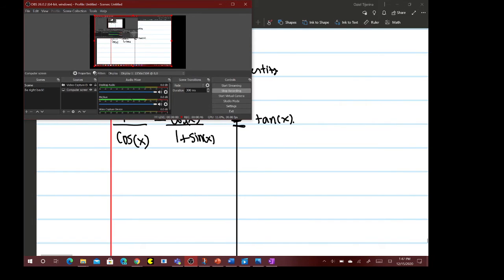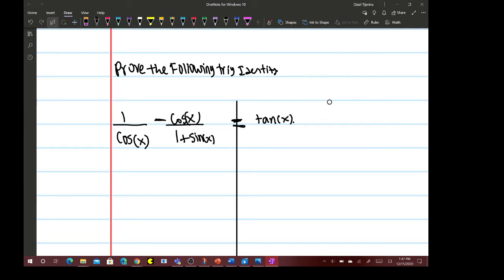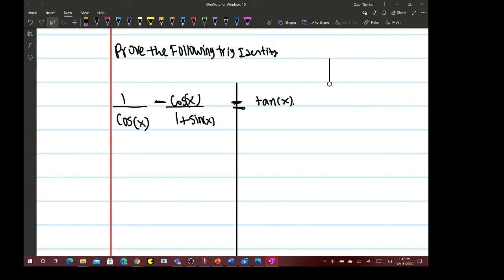It'll be easier for those of you who just want practice on some, if you think you've got it, or if you want to know how they work. And of course, as always, you can pause during the video and try it yourself. But let's get started. So here we have the following trig identity. It says prove the following trig identity.